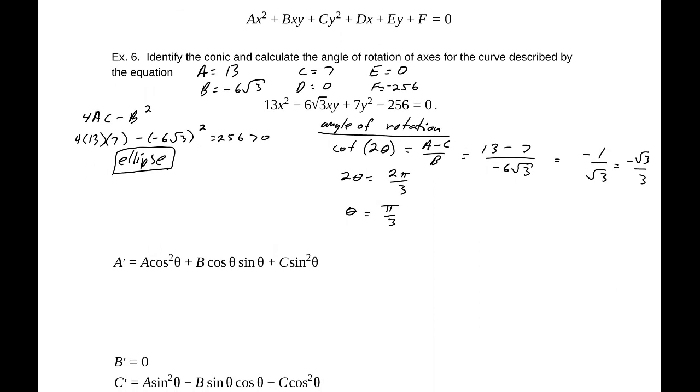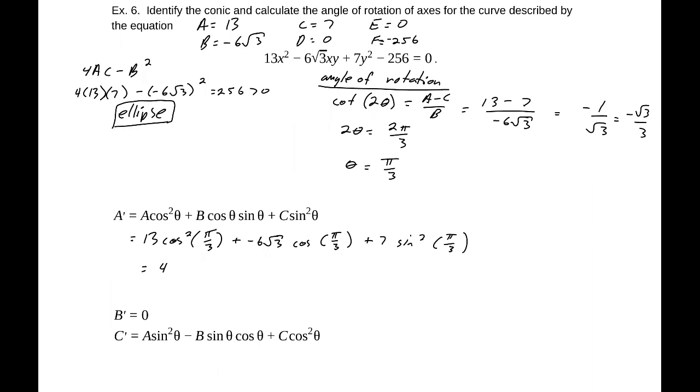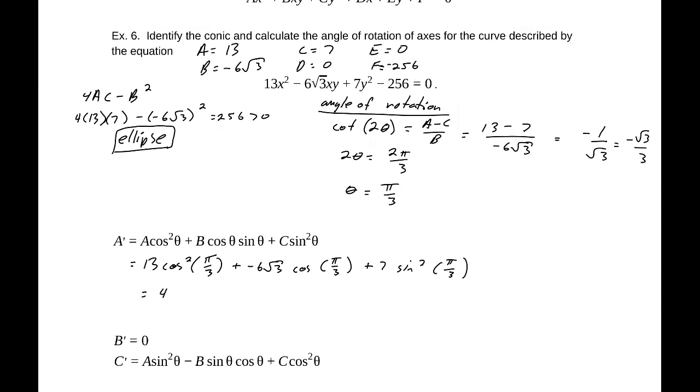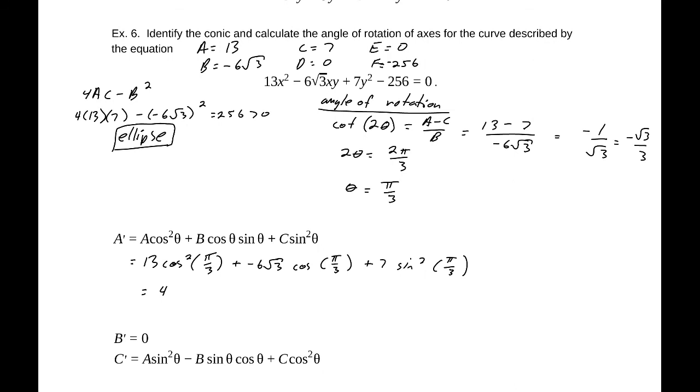Now let's use our values of a, b, and c to calculate the new coordinates. All right, and now that we have pi thirds there, we'll fill in this equation. 13 cosine squared of pi over 3 plus b, that's negative 6 root 3, times sine of pi over 3 times cosine of pi over 3 plus 7 sine squared of pi over 3, which is equal to 4. Right, so our new A value in the rotated scheme is 4. B prime is just equal to 0. And that was based off of our equation. Okay, so it equals 0.